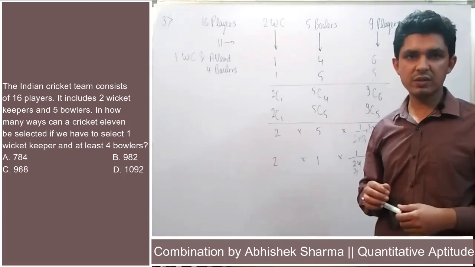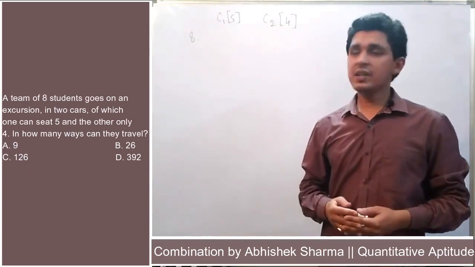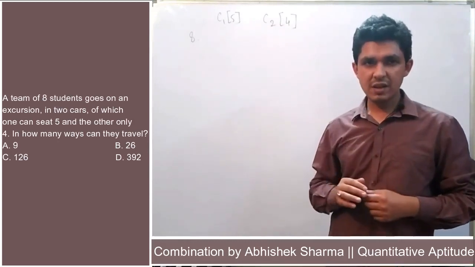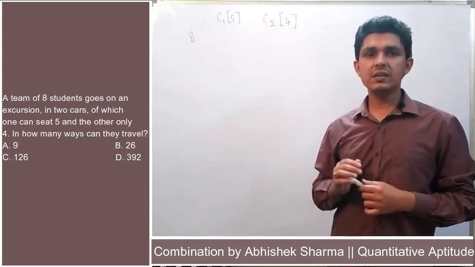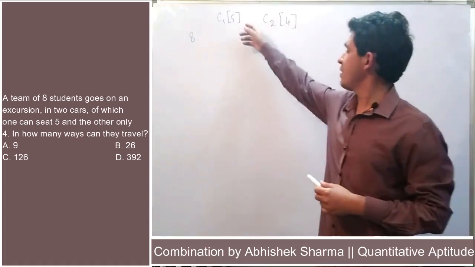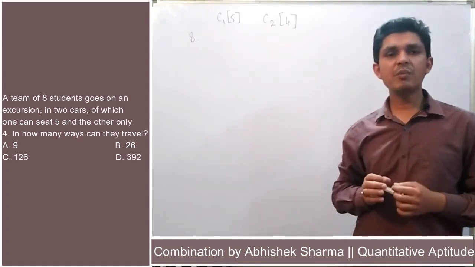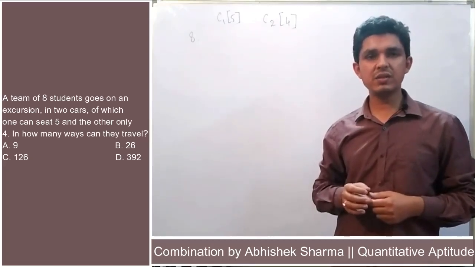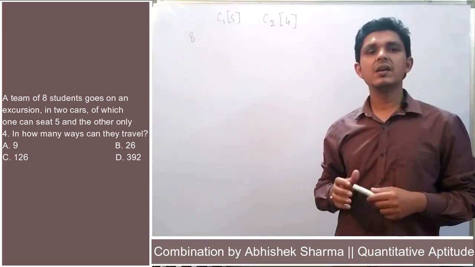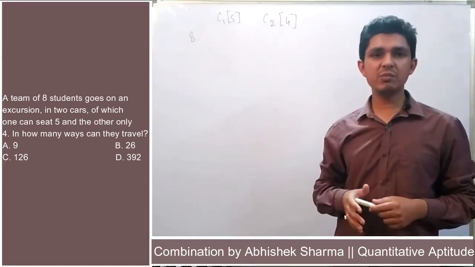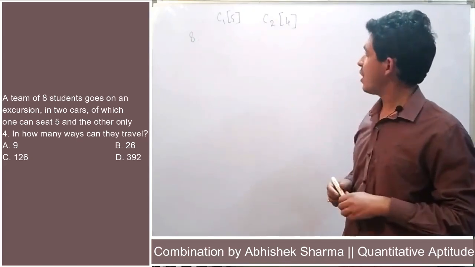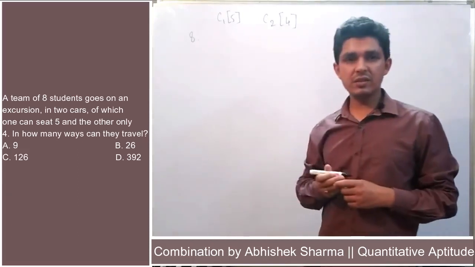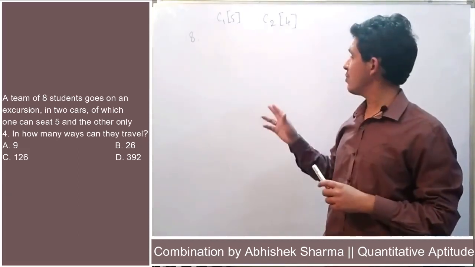Okay, coming to one more question like this. Our next question is: a team of 8 students go on an excursion in 2 cars. Each car has the capacity of 5 and 4 respectively. In how many ways can they travel? So again, as I discussed in the previous question, the main part in the question is the selection part, the condition part. So first, how can the condition be made? We have to send 8 boys in 2 cars, each with the capacity of 5 and 4.